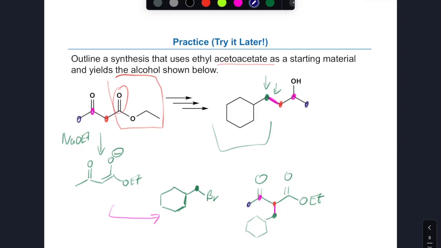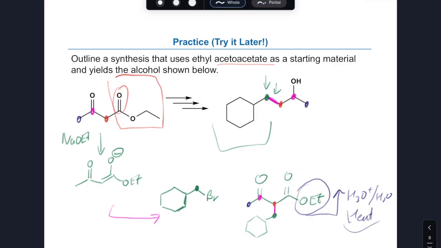Okay, so now we have to take care of this chunk, and that's our workup step. So that's going to be under acidic conditions with water and heat. The two things we're doing is, first of all, converting this to a carboxylic acid. That's really the function of this acid and water. The heat over time is the decarboxylation. So remember, there's 2 steps embedded in this overall process.